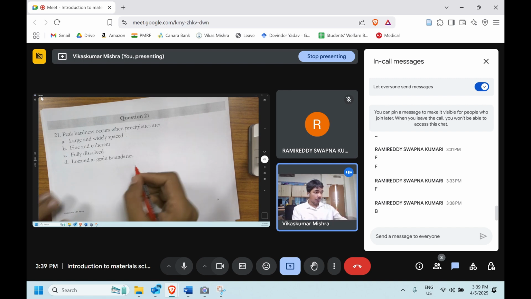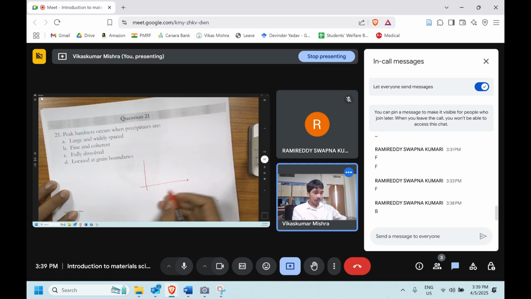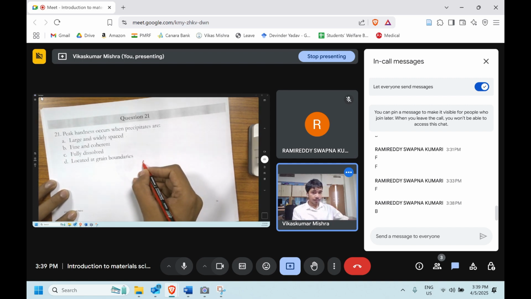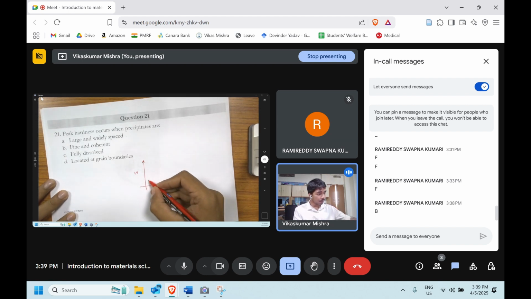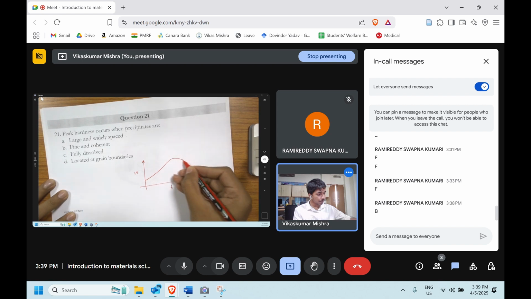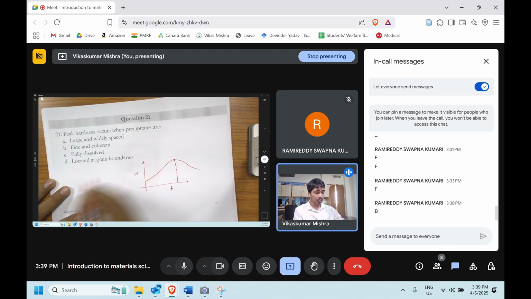Peak hardness value, we saw that with respect to the time, and we get some hardness value. So it will go something like this. When we are getting this particular peak hardness, what is the microstructure at that particular point?